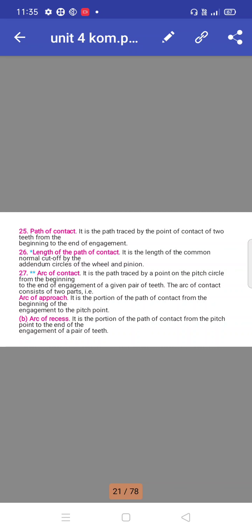Arc of contact. It is the path traced by a point on the pitch circle from the beginning to the end of the engagement of the given pair of teeth. The arc of contact consists of two parts, that is arc of approach. It is the portion of the path of contact from the beginning of the engagement to the pitch point. Then arc of recess. It is the portion of the path of contact from the pitch point to the end of the engagement of a pair of teeth.